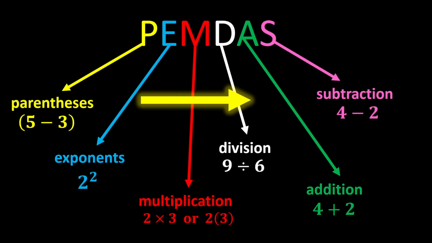Multiplication and division have equal priority, so whenever both appear in an expression, move from left to right and perform whichever you reach first. This rule also applies to addition and subtraction. With these explanations, let's solve the question at the beginning of the video according to PEMDAS.